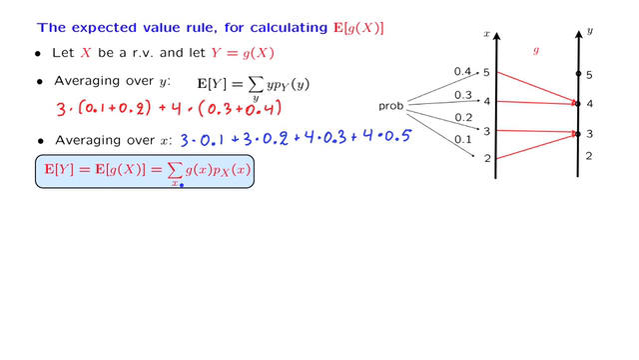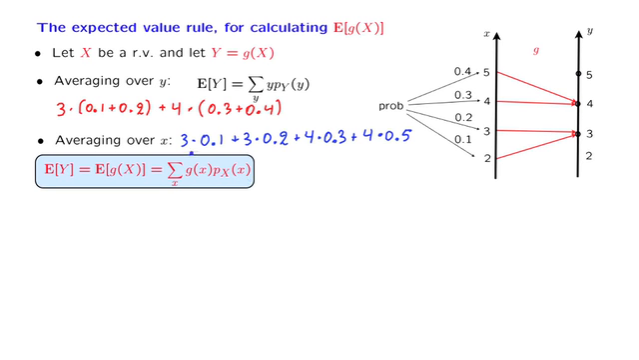We carry out a summation over the x-axis. For each x value that we consider, we calculate what is the corresponding y value, that's g of x, and also weigh this term according to the probability of this particular x.